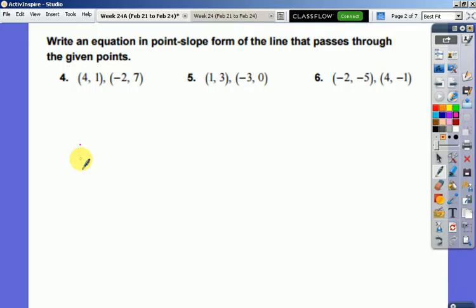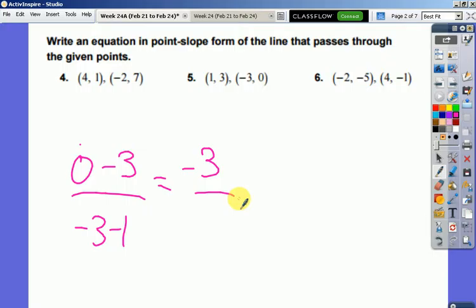What would be the numbers? Zero, 0 minus 3 over negative 3 minus 1. Yeah. Negative 3 over negative 4, which is 3/4. Okay, Aiden, what do I do next?